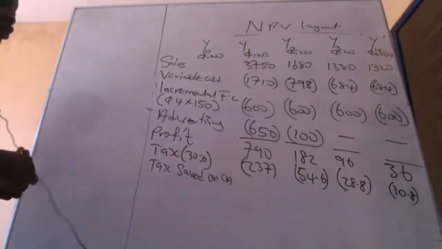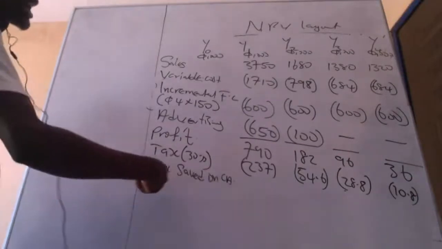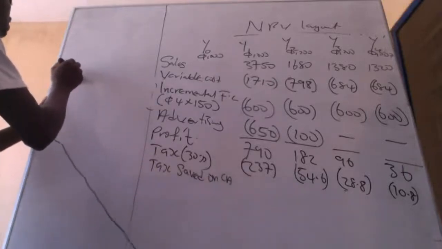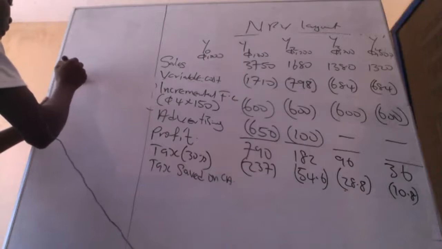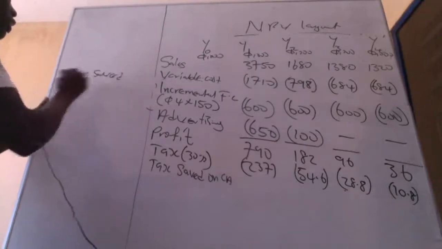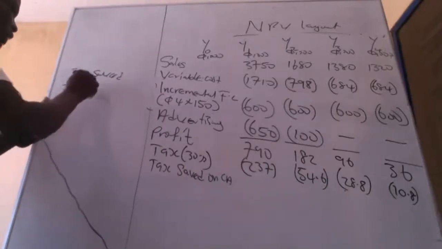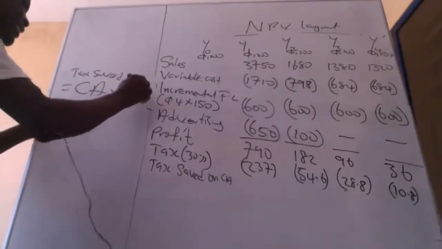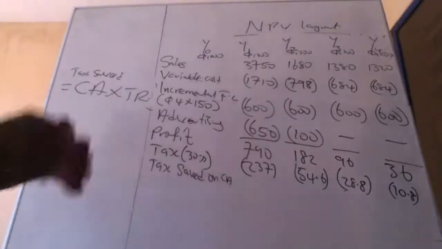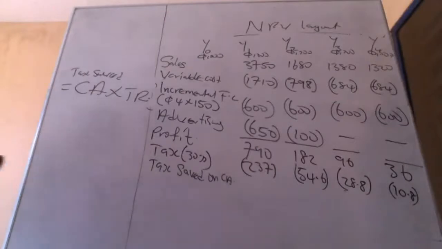So probably it will be the capital allowance itself times the tax rate. That's all. So you probably tell the examiner that tax saved is equal to the capital allowance times the tax rate. Capital allowance means taxman's depreciation. That's the meaning of capital allowance: how the tax authority calculates depreciation.